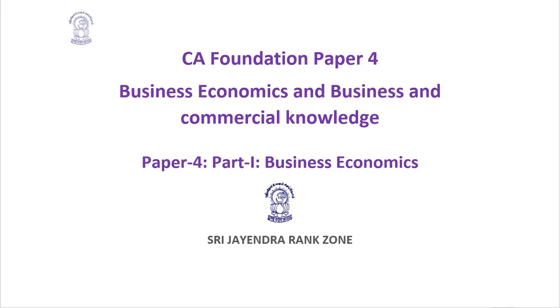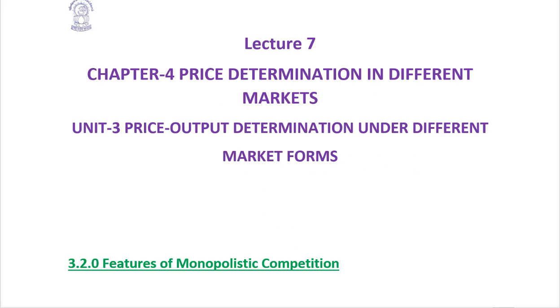In this lecture, we'll continue with Chapter 4, that is Price Discrimination in Different Markets, and in particular, we'll continue with Unit 3, that is the Price Output Determination under Different Market Forms. All the concepts will be covered in the coming series of lectures. So let us resume. This is lecture number 7.